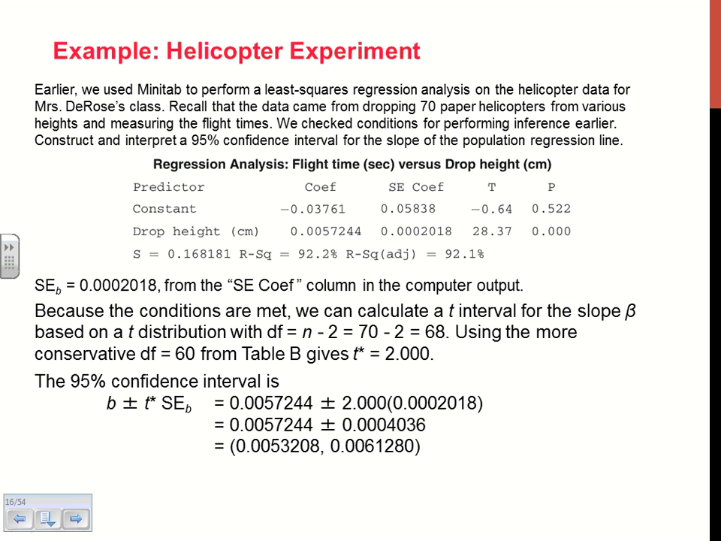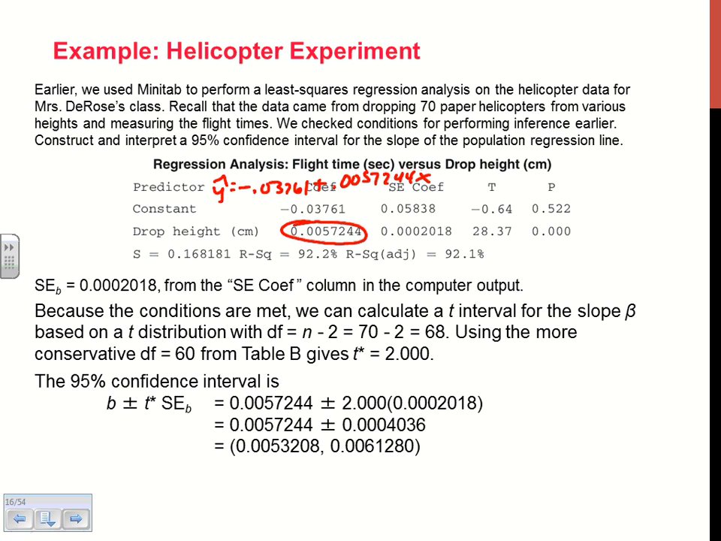So you're going to do your b plus or minus your critical value times your standard error. So we have our b. Remember, this would be y hat equals negative 0.03761 plus 0.005724, okay? So there's our slope, there's our b.